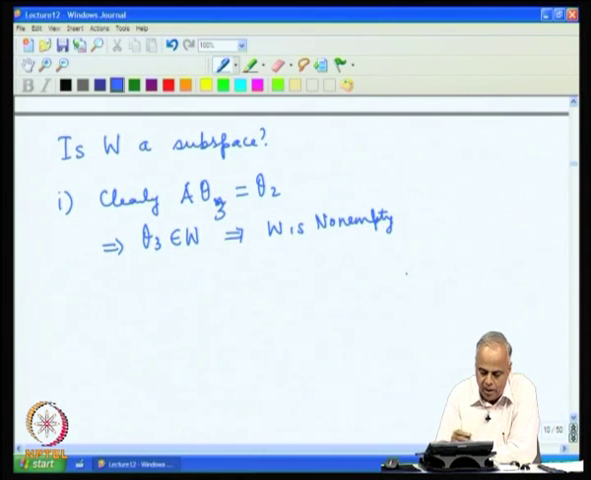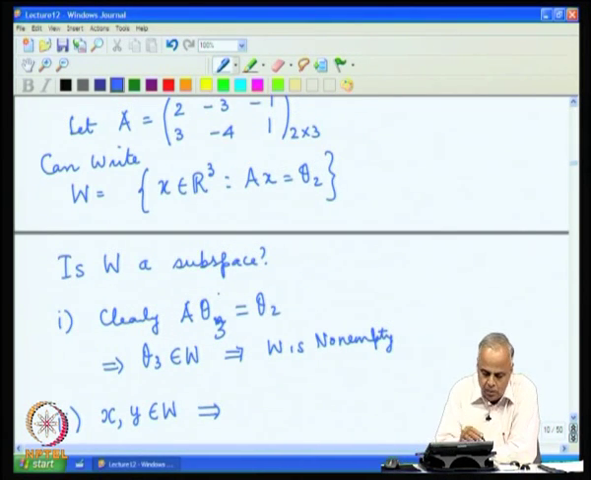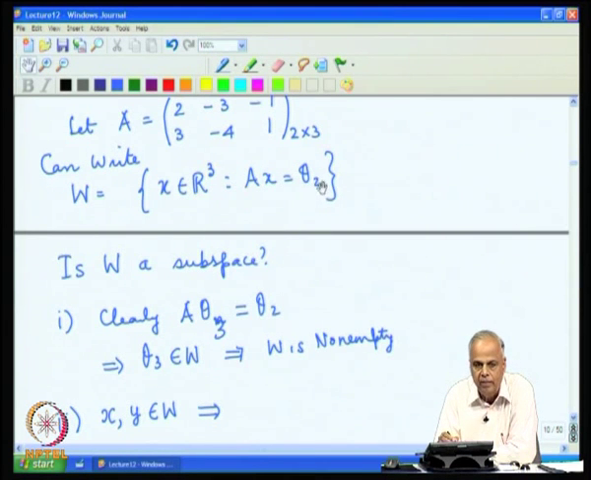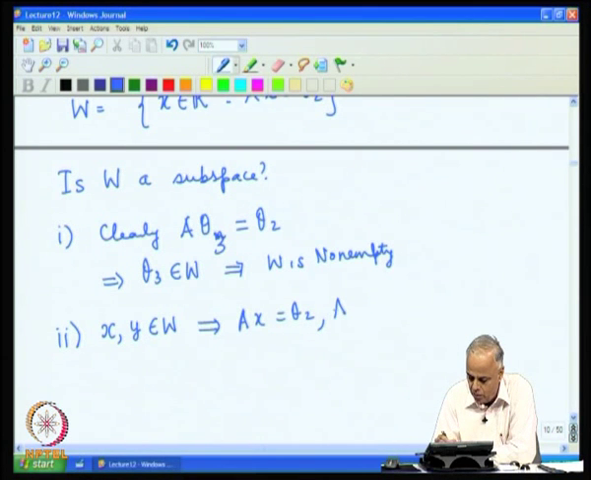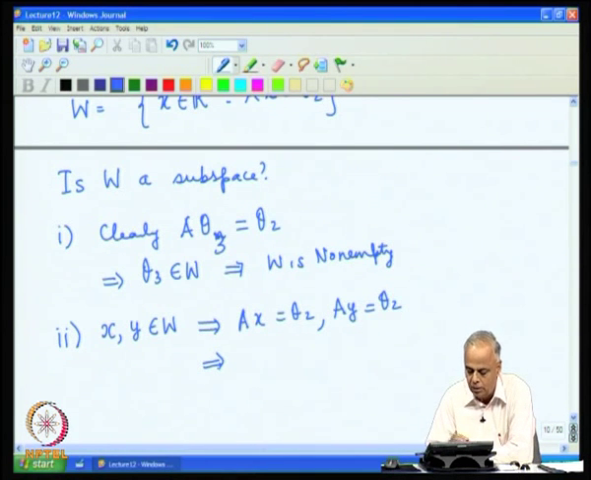The next thing to verify is that W is closed under addition. So, let us take x and y in W. The fact that x is in W means A must nullify it. Similarly, y is in W means A must nullify it, that is, it kills it. A x must be theta 2 and A y must be theta 2. If A x and A y are theta 2, A x plus A y must be theta 2 plus theta 2, 0 vector plus 0 vector is again the 0 vector.